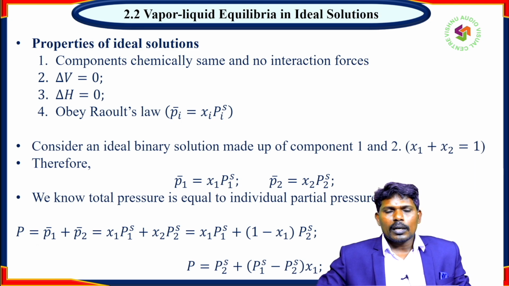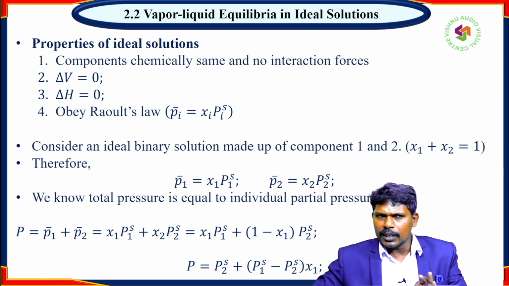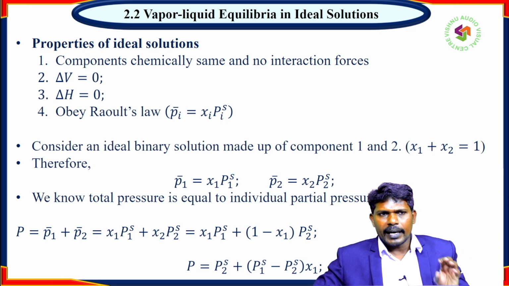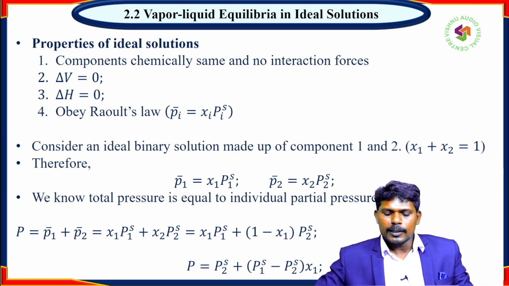Okay, so now consider an ideal solution made up of components A and B, a binary solution. Now x1 plus x2 is equal to 1. Because this is a binary solution behaving ideally, it has to obey ΔV equal to 0, ΔH equal to 0, and it has to obey Raoult's law.